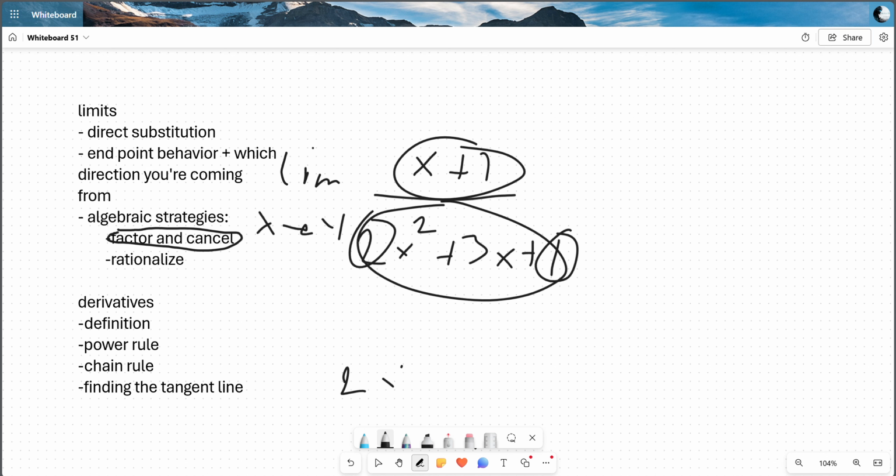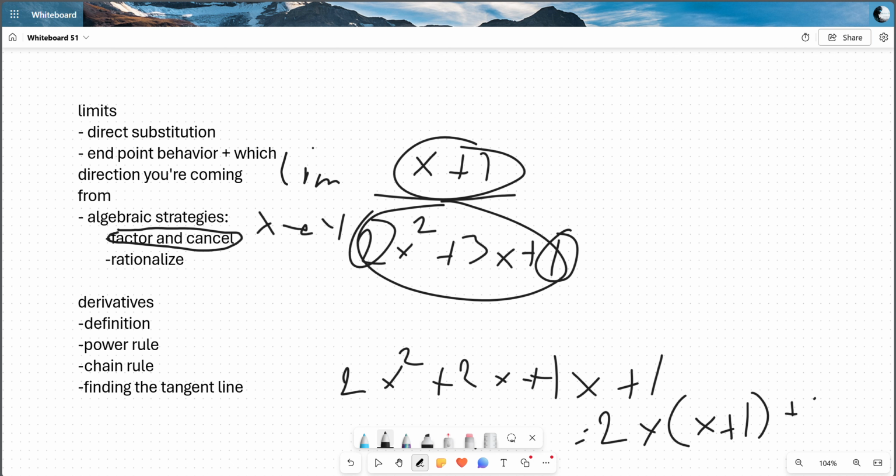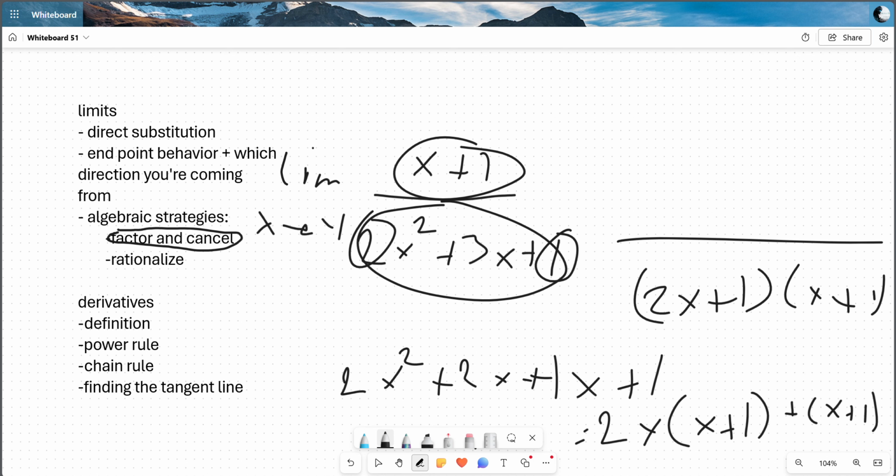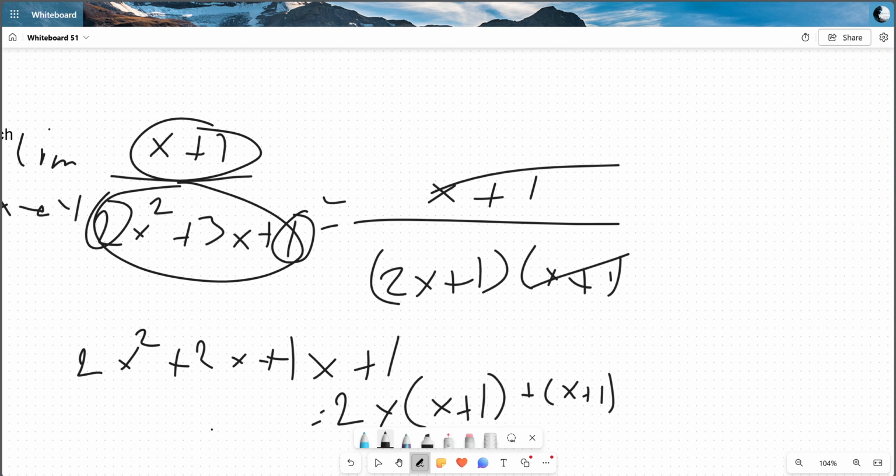So we have 2x squared plus 2x plus 1x plus 1. This equals 2x times x plus 1, and then we just have plus x plus 1. And we get 2x plus 1 times x plus 1. And on the top, we have x plus 1. And wow, look at that. X plus 1 cancels out, and we're left with 1 over 2x plus 1.